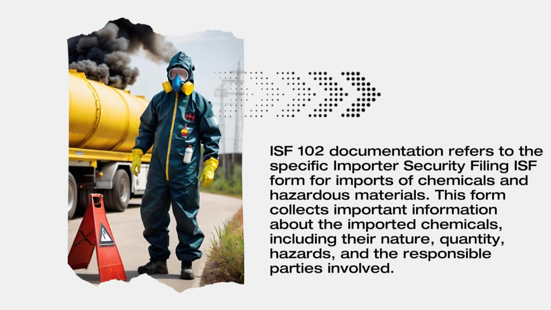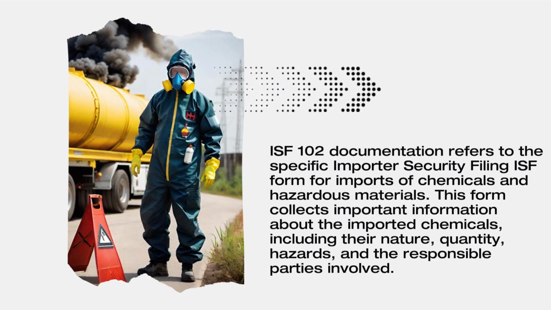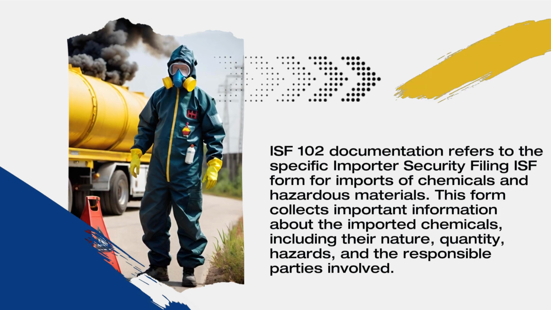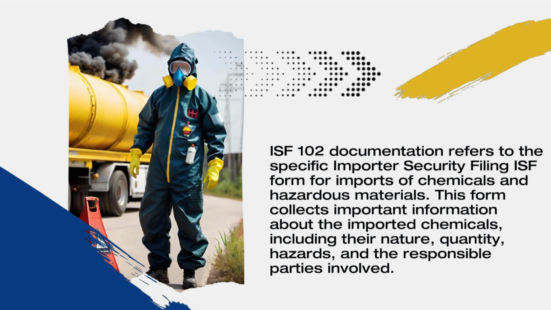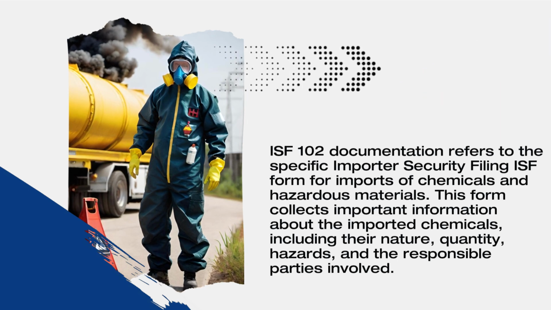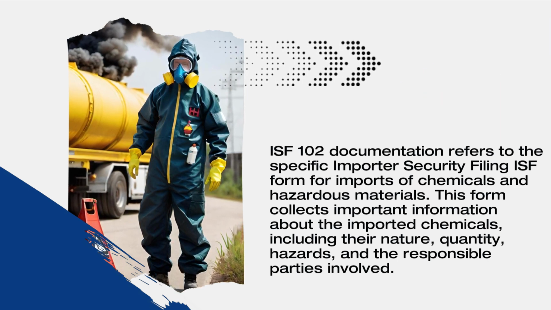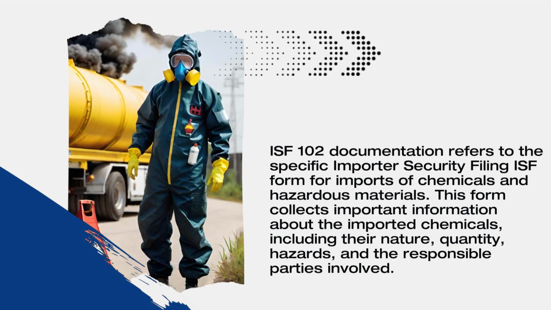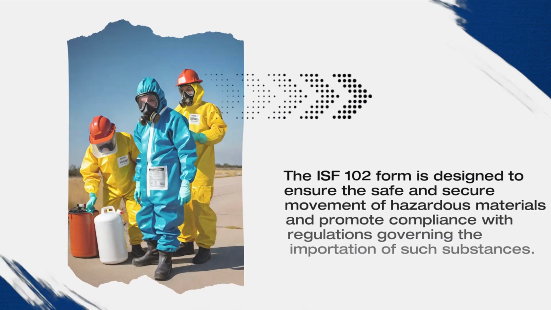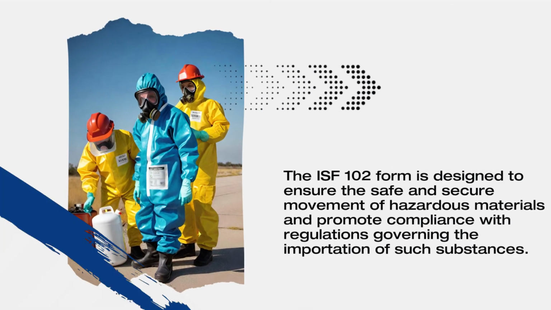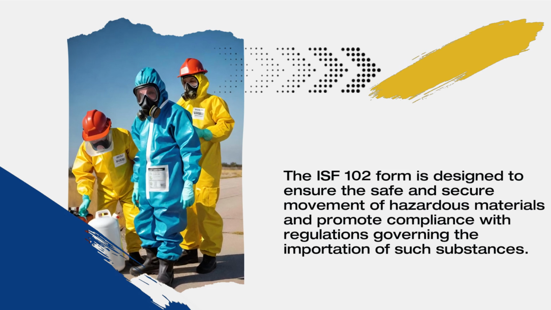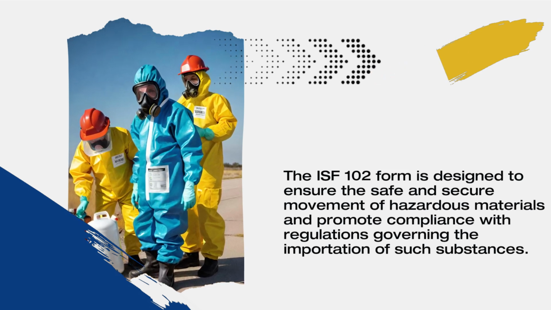ISF 102 documentation refers to the specific Importer Security Filing (ISF) form for imports of chemicals and hazardous materials. This form collects important information about the imported chemicals, including their nature, quantity, hazards, and the responsible parties involved. The ISF 102 form is designed to ensure the safe and secure movement of hazardous materials and promote compliance with regulations governing the importation of such substances.